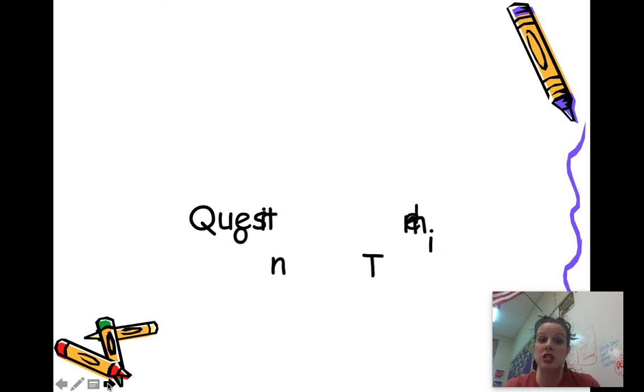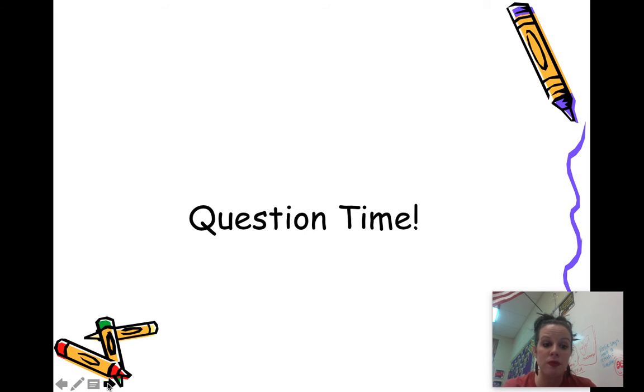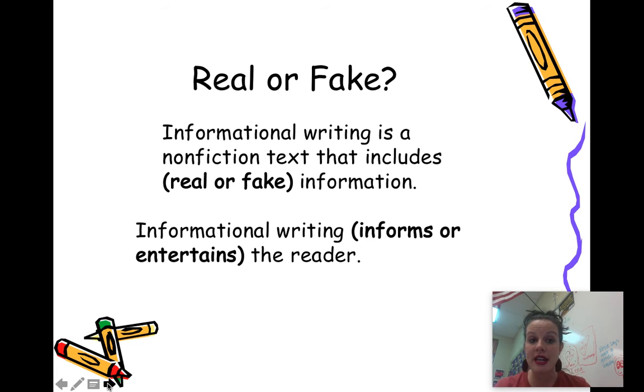Okay, it's question time. Ding, ding, ding. Here we go. Real or fake? Informational writing is a nonfiction text that includes real information, or informational writing is a nonfiction text that includes fake information. Which one? Real or fake? I hope you said real. Informational writing is a nonfiction text that includes real information.